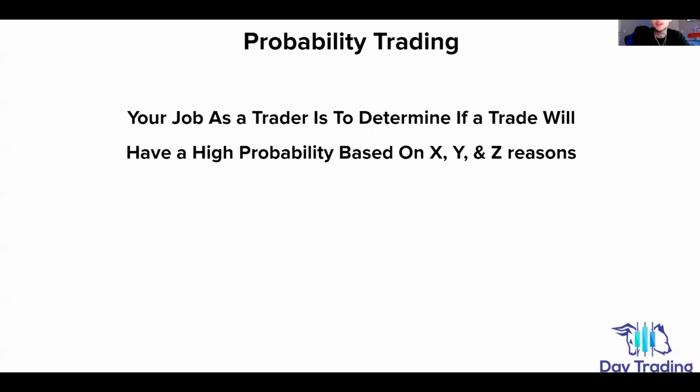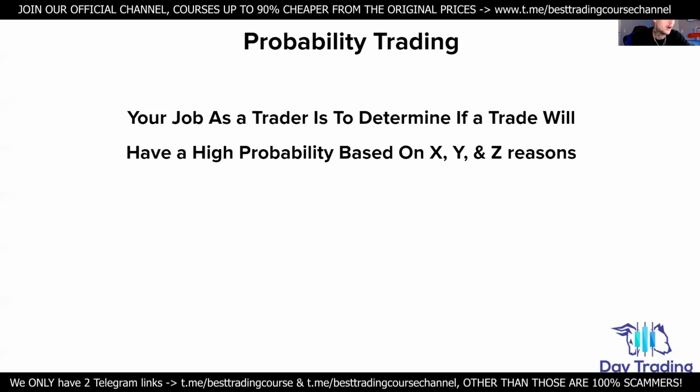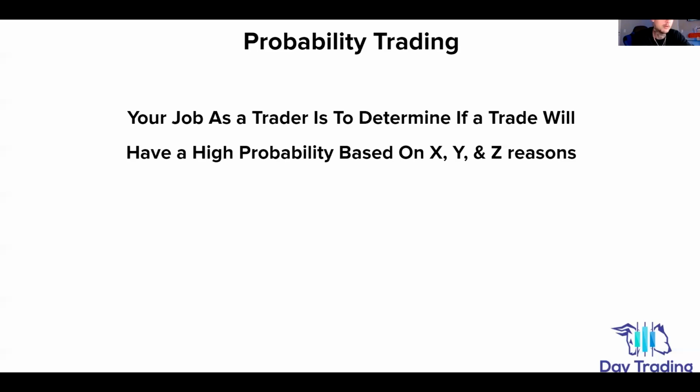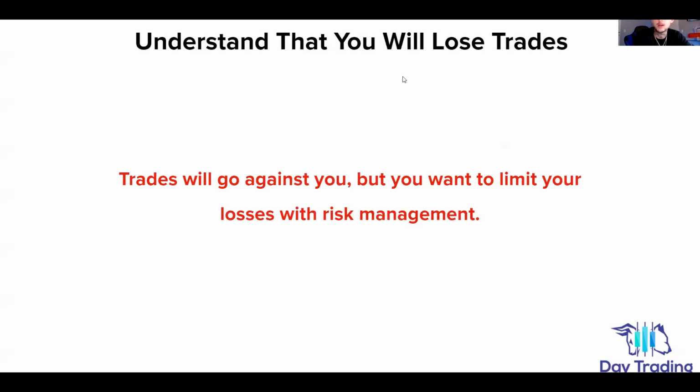So your job as a trader is to determine if a trade will have a high probability based on X, Y, Z reason, which we're going to get into later on throughout the course. But we're going to be determining things such as price action, indicators, news events, whatever the case might be. Again, your job as a trader is to determine if that trade has a higher probability of actually playing out in your favor. And this is something that's determined by your own technical analysis. You can obviously add things later on, like fundamental analysis, but typically we're going to be basing our probability off of our own technical analysis and what we see that could play out in the market.